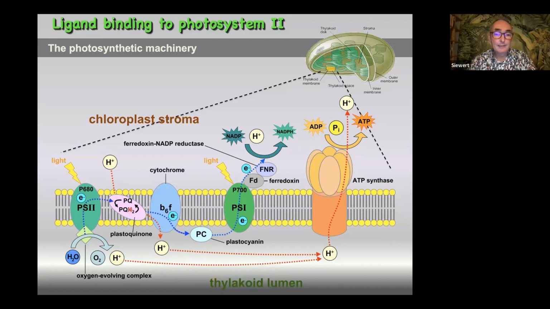So a key player in this whole process is a small molecule, a plastoquinone, which actually is able to pick up this electron together with a proton from the Photosystem II complex, and then transfers it to the next enzyme in this whole process. And so we are particularly interested in the process of this binding and unbinding of this plastoquinone molecule to the Photosystem II complex.